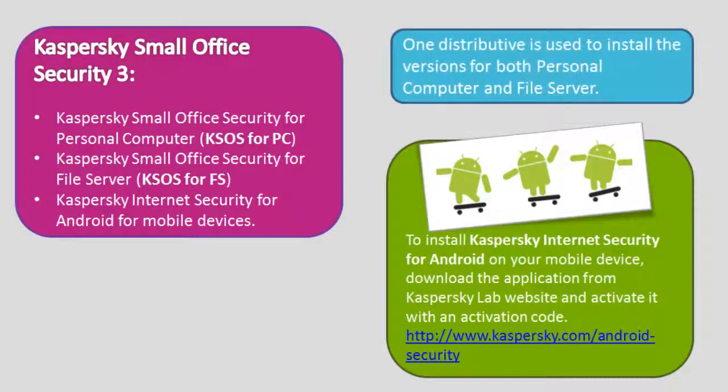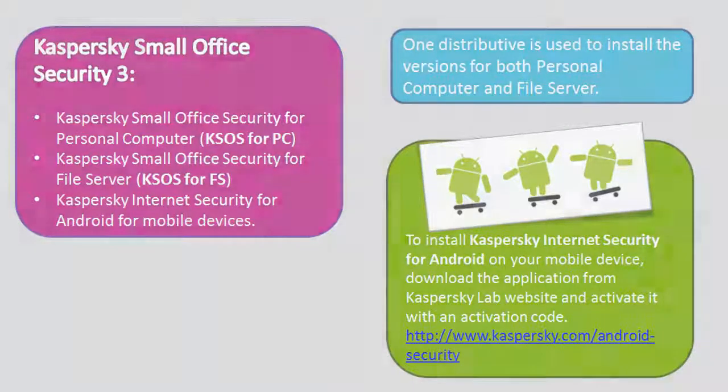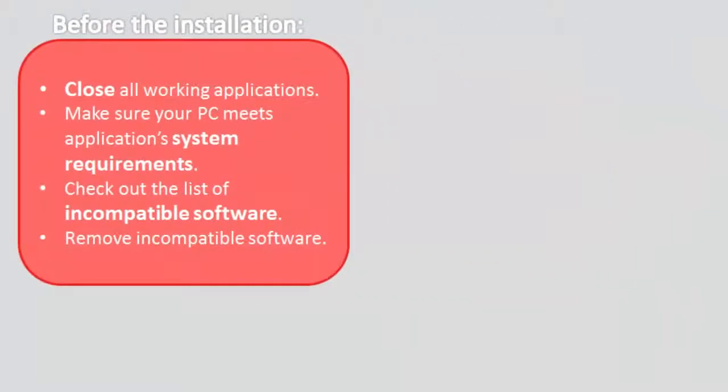One distributive is used to install the versions for both personal computer and file server. The installation process of a required product depends on your operating system. Before the installation, close all working applications. Make sure your PC meets application system requirements. Check out the list of incompatible software. If you have incompatible software installed, you need to remove it.